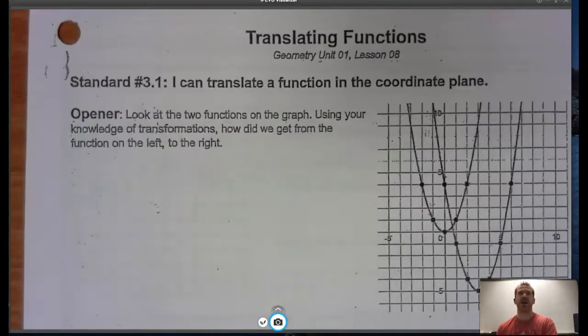So now what I would like you to do is just take a minute. You can pause the video and answer the opener here. And then we'll flip it back on and we'll talk about how this is connected to what we've already done with translating figures in the coordinate plane.